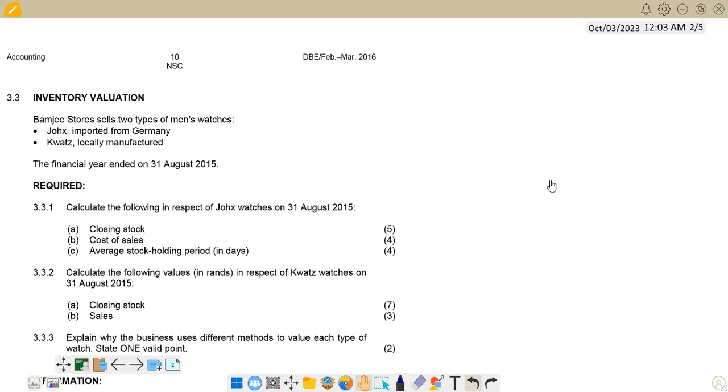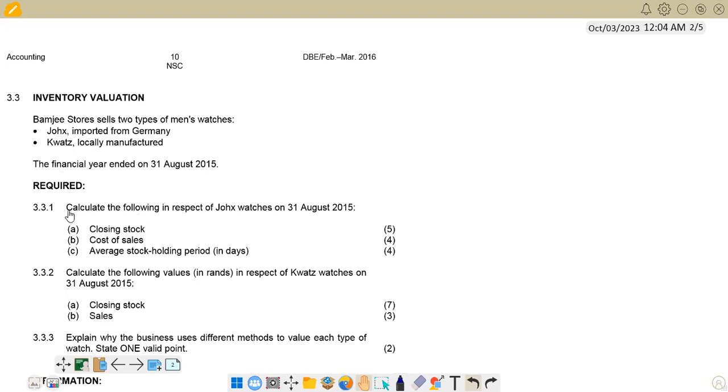Today we want to look at a question from inventory valuation, and specifically the inventory valuation is going to be specific identification and weighted average. So we have a question there from February March 2016, and it reads: Bamji stores sells two types of men's watches. First one is Jonks imported from Germany, and the second one is Quartz locally manufactured. The financial year ended on 31 August 2015.